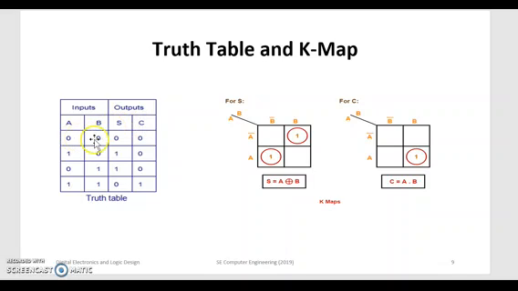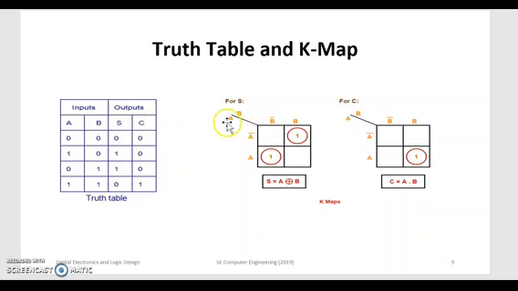If I add 0 0, my sum will be 0, carry also will be 0. If I have A as 1 and B as 0, sum will be 1, no carry, so carry bit will be 0. For 0 1, sum will be 1 and carry will be 0. If both the bits are 1, then my sum will be 0 and carry bit will be 1. From this truth table, you are all able to design the K-map. We have two outputs, so we will design two K-maps, one for the output S and another for the output C.